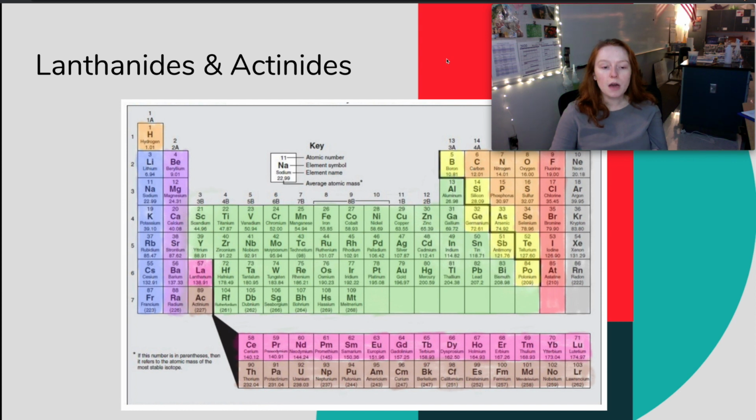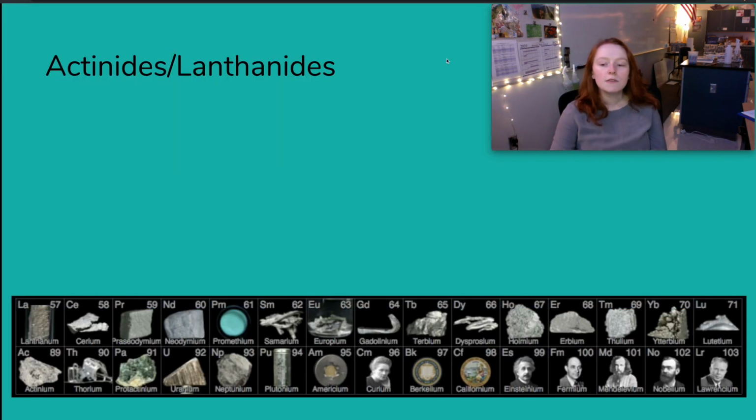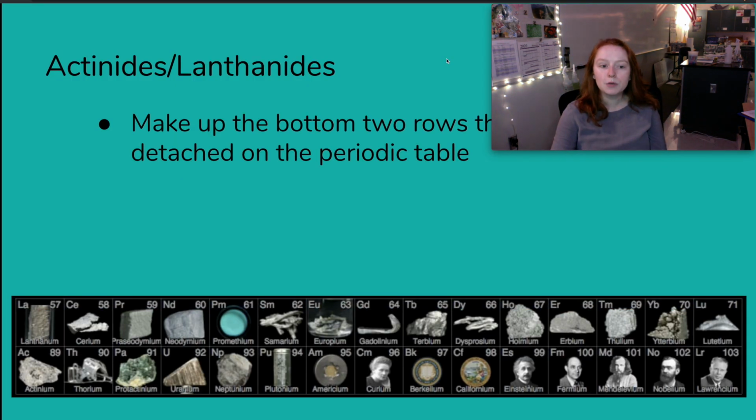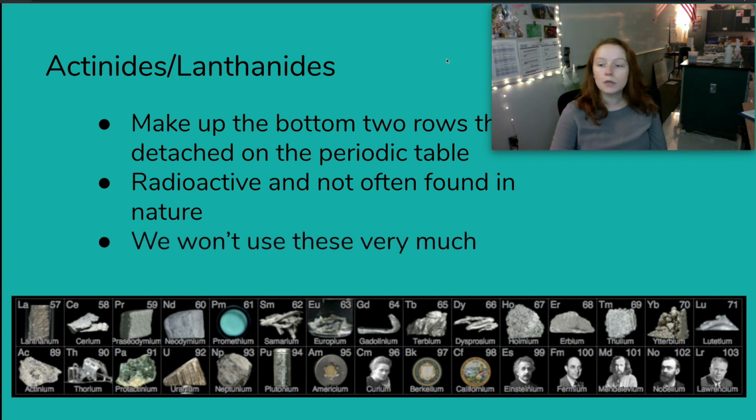Last, down here on the bottom, we have the lanthanides and actinides. The lanthanides are in pink, and the actinides are in brown. And if we had inserted these lanthanides and actinides into the table, it would be twice as long, so we tend to pull them out and leave them down below. They make up the bottom 2 rows of the periodic table, and we tend to see them detached. They're radioactive for the most part, and they're not often found in nature at all. And I don't personally use them in my chemistry courses very much. That's all that you really need to know about the lanthanides and actinides.